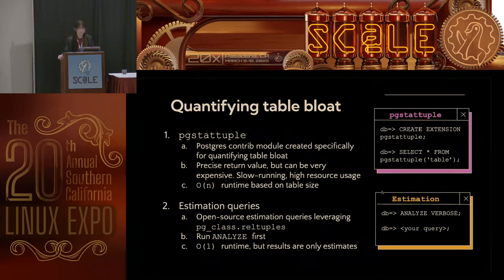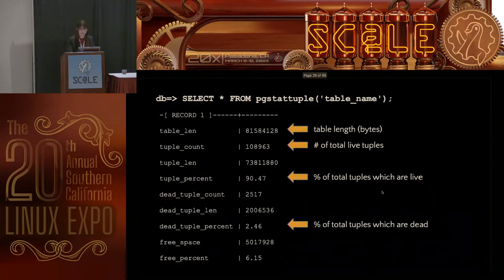There's a bunch of open source queries, mostly available on GitHub, that leverage internal tables or fields, such as pg_class reltuples. When you do this, you always want to run analyze first, which will refresh your internal statistics and make the estimation more accurate. But it will always run an O of 1 runtime, because you're just fetching from these internal stats. So this doesn't use the same resource usage, but at the same time, you're not going to get the same accuracy as you would with pgstattuple.